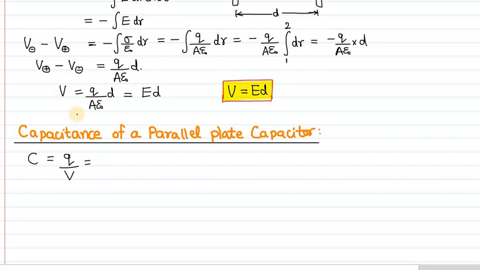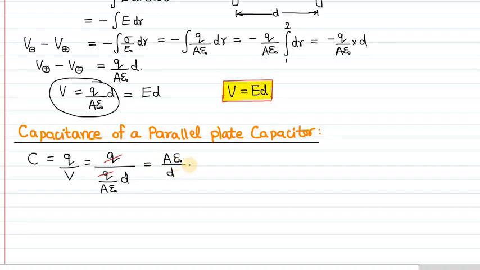Now if you look here, what is the potential difference that we derived above? Substitute here. Potential difference is Q by A epsilon naught into d. Now the charge Q gets cancelled and A epsilon naught comes in the numerator divided by d. Therefore students, we have derived the formula for capacitance of parallel plate capacitor, which is written as epsilon naught A by d.